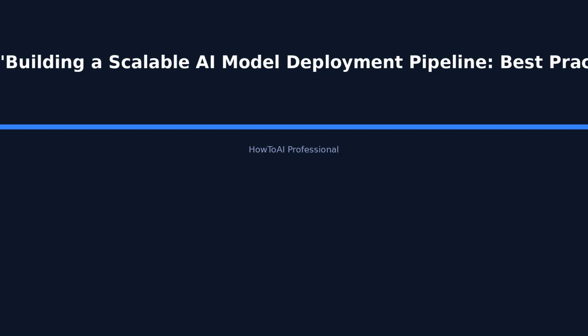Conclusion. Building a scalable AI model deployment pipeline is no small feat, but by following these best practices, you can create a robust and efficient workflow that not only meets your current needs but also adapts to future challenges. As the landscape of machine learning continues to evolve, staying ahead of the curve will require a commitment to continuous improvement and the adoption of new technologies and methodologies.